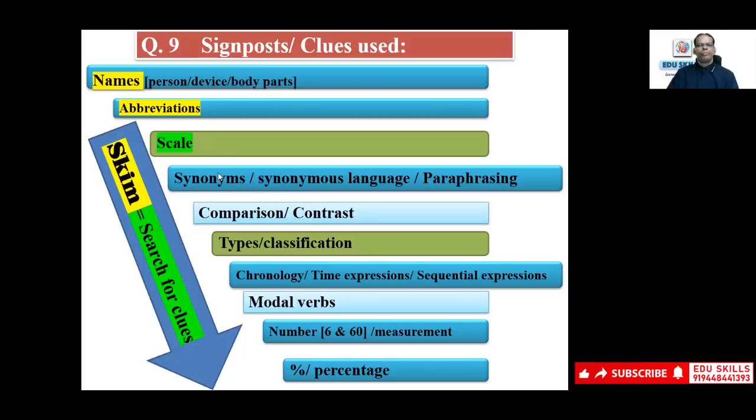Number 3, scale. Number 4, synonyms. Number 5, synonymous language. Number 6, paraphrasing. Number 7, comparison and contrast. Number 8, types or classification. Number 9, sequential expressions, chronology or time expressions. Number 10, modal verbs. Number 11, number or measurement. Number 12, percent or percentage.